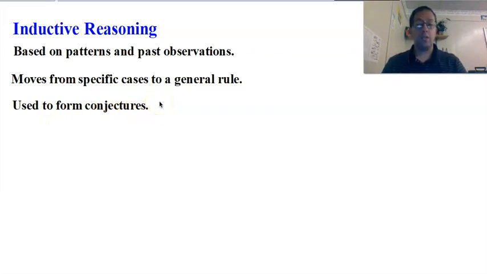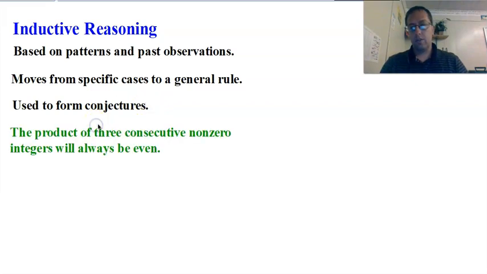We formed the conjecture. We made a good educated guess. Based on what we've seen here, we are going to make this conjecture. So, this is our conjecture, that the product of three consecutive non-zero integers is even. Do we know that this is true? Well, we can look at more.